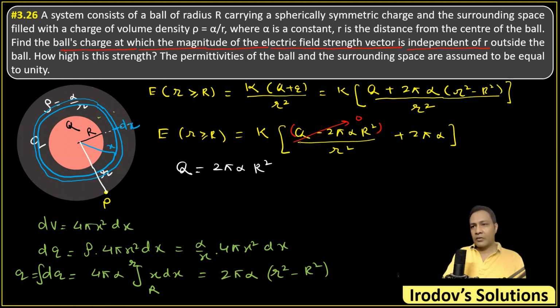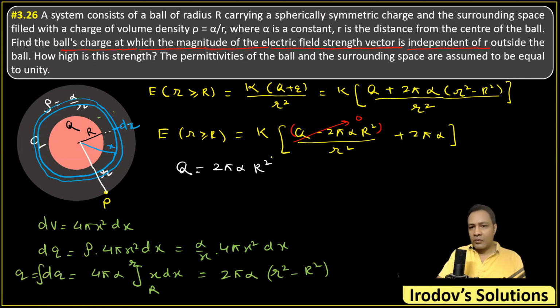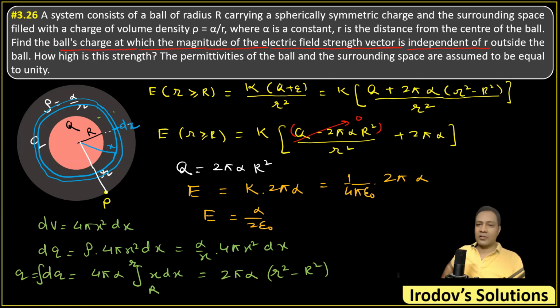And when that happens, what is the strength of the electric field? The strength of the electric field simply becomes E equal to K times 2 pi alpha. K is 1 upon 4 pi epsilon naught, so E will become alpha divided by 2 epsilon naught, and that is the expression.